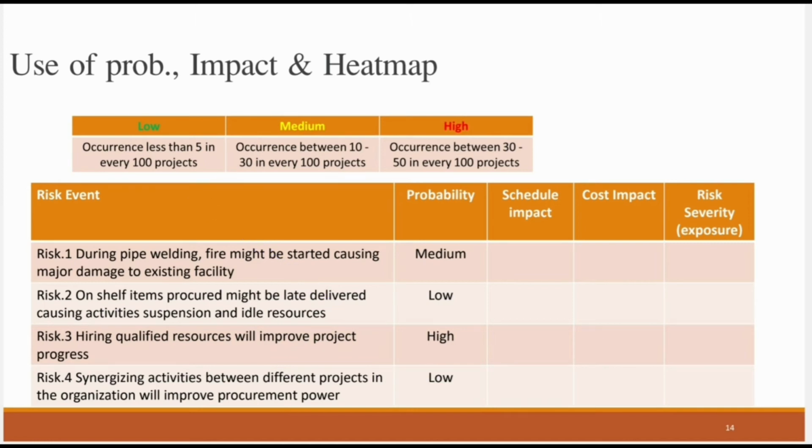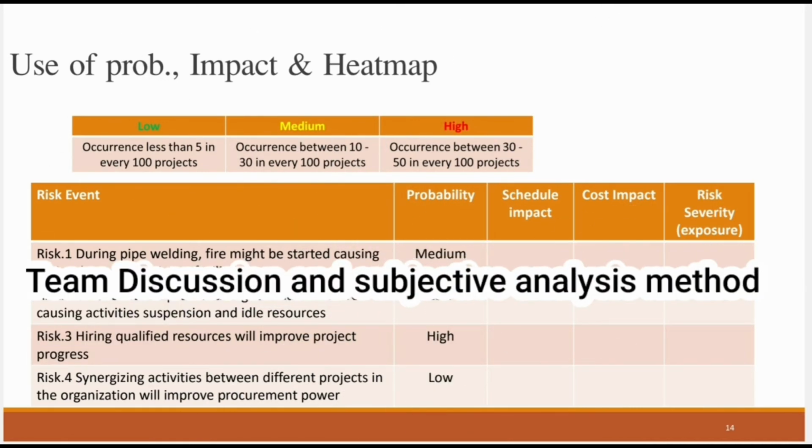So that's going to be a low probability. What we have done over here, we have selected, or determined, the probability of every risk. Risk number 1 has a probability of medium, risk number 2 low, risk number 3 is high, and risk number 4 is low. How did we do that? Through discussing the risk and comparing it to the probability matrix. This is what we have done.